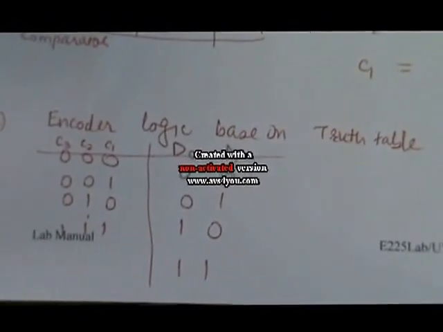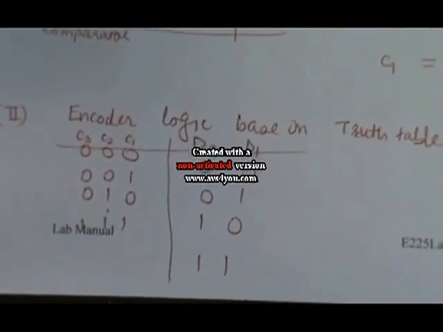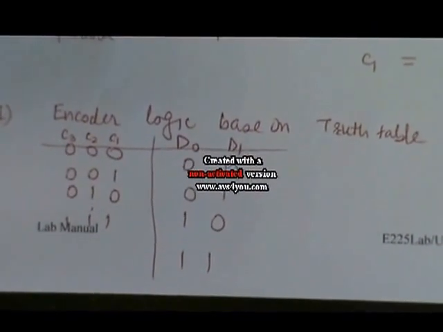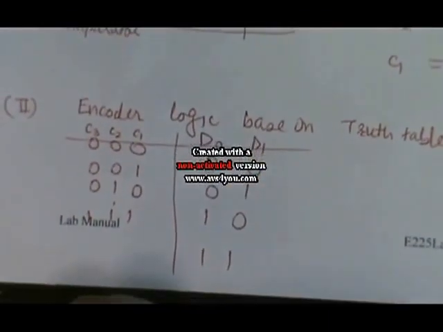In the final observation, we are supposed to build the NAND gates or OR gates logic encoder circuit, which will convert the 3-bit input into the 2-bit equivalent. So that will be your final output D0, D1 of the 2-bit flash ADC.